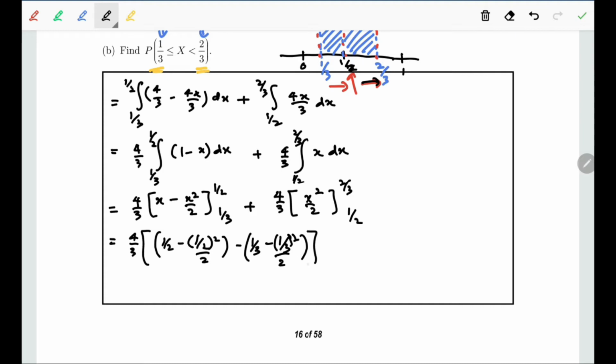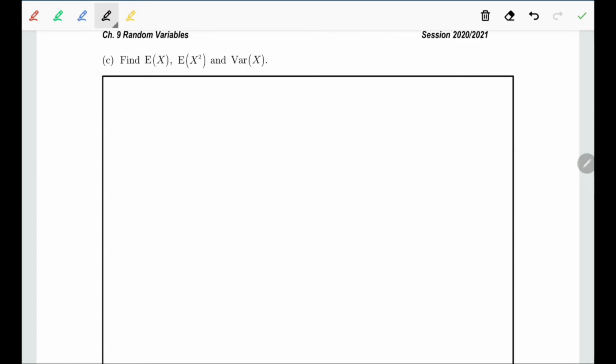We have to put the bracket here, and then plus 4/3, substitute 2/3 squared over 2 minus 1/2 squared over 2. Right, substitute and calculate. You just put it inside the calculator. So at the end, you will get 7/27. Okay, then we are going to continue with part C.